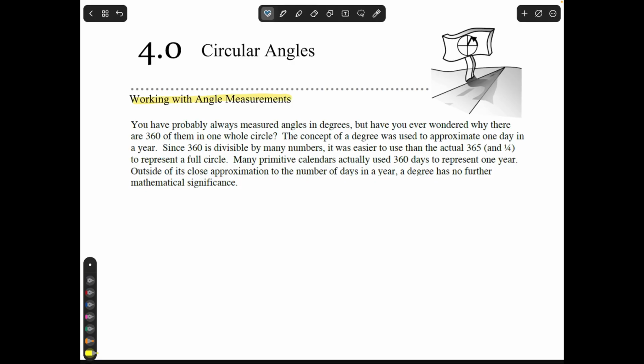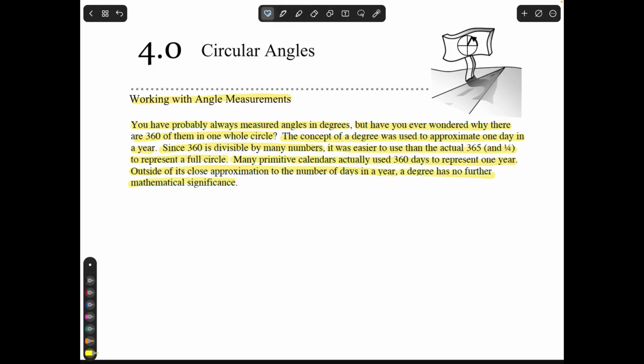It says, working with angle measurement. You have probably always measured angles in degrees, but have you ever wondered why there are 360 of them in one whole circle? The concept of a degree was used to approximate a day in a year. Since 360 is divisible by many numbers, it was easier to use than the actual 5 1/4 days to represent a full circle. Many primitive calendars actually used 360 a year. Outside of its close approximation, a degree has no further mathematical significance.